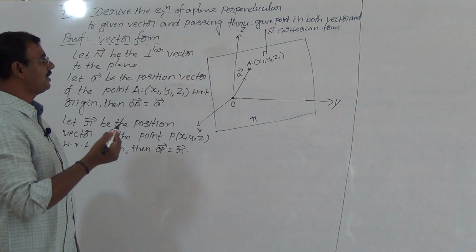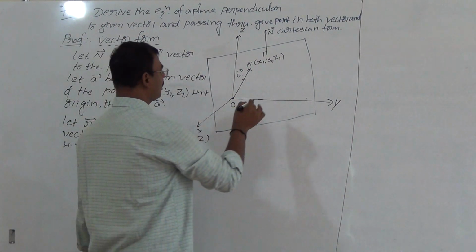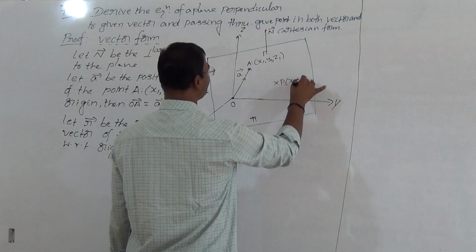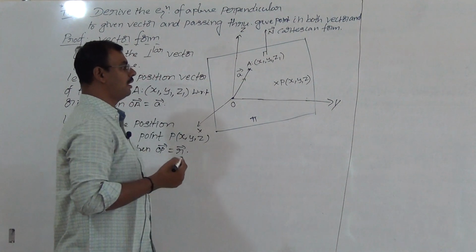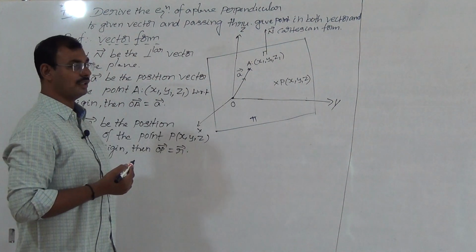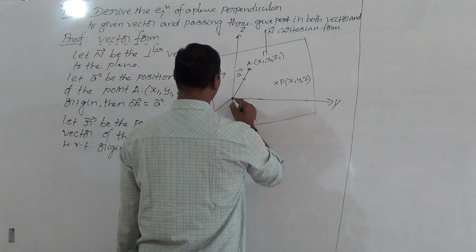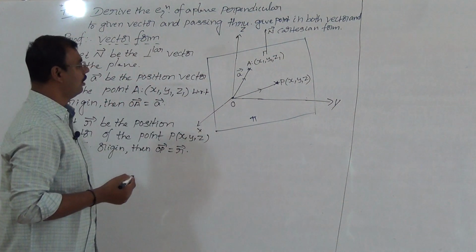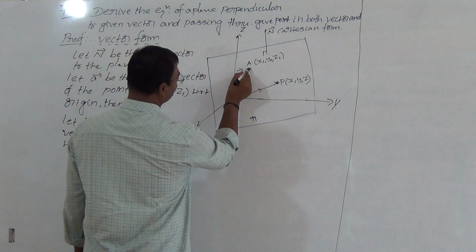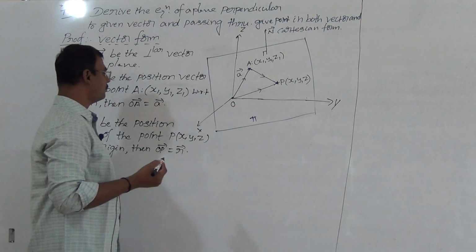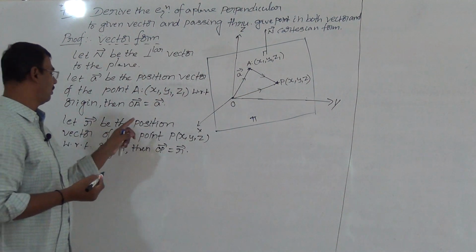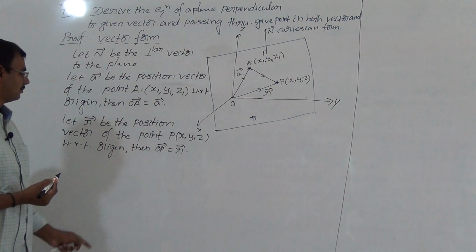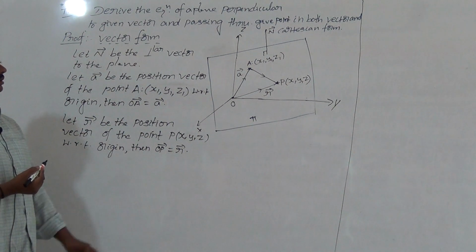Now we have to take a general vector. Let P(x, y, z) be any point on the plane. This is called the general vector. Now join OP, we get OP vector. Now join AP also, we get AP vector like this. Let R bar be the position vector of the point P with respect to origin. Then OP vector is equal to R bar.